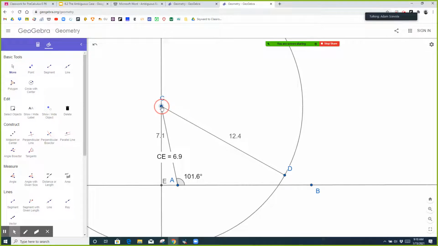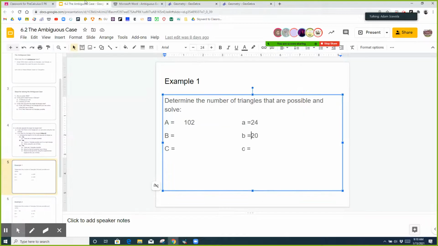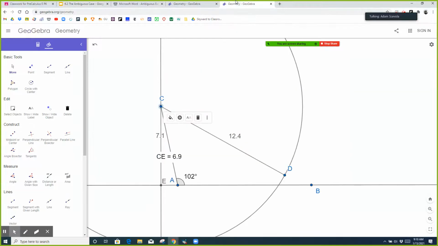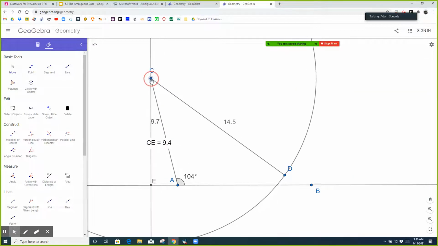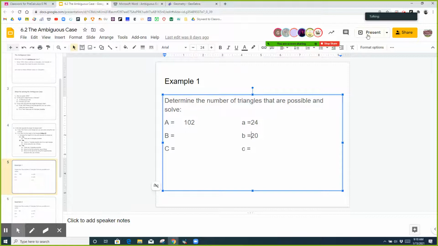Might be hard to do exactly. So we might be better off drawing this picture. But at least we can manipulate it. All right, 102. And then it was 24 and 20. Yeah, I think that's going to be hard to do. So I'm just going to draw the picture here. I'm going to X out of GeoGebra for a moment.